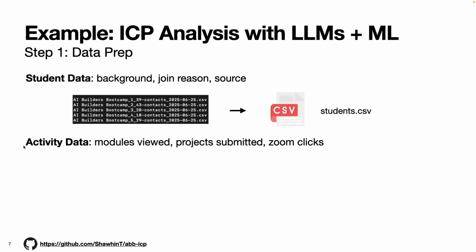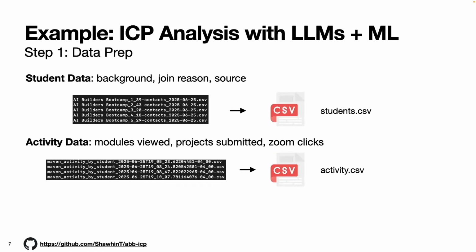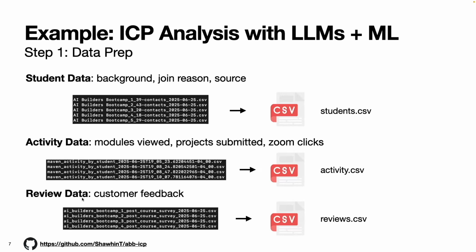Then I have this activity data, which is basically how engaged each student is in the course, how many modules they viewed, how many projects they submitted, how many times they clicked on a Zoom link to join one of the calls. So I have 4 of these, and I merged that into a single CSV as well. And then I did a similar thing for review data. So this is just customer feedback, includes like public reviews and how many stars they gave the course.